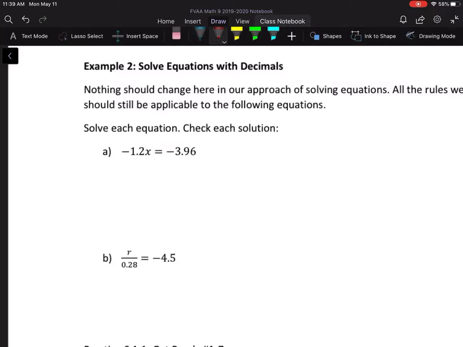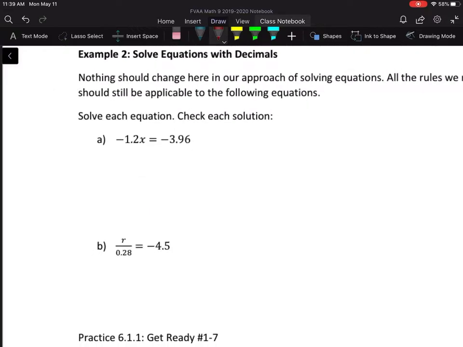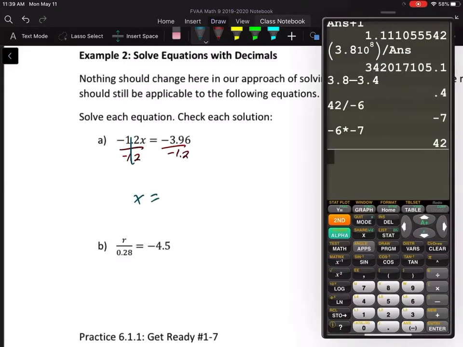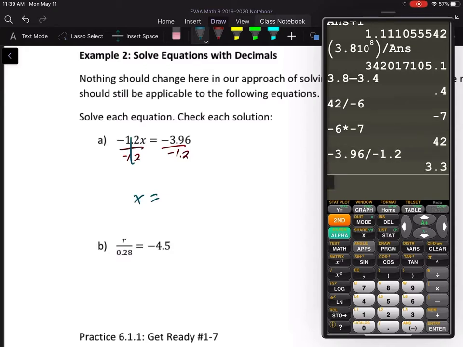So because it's negative 1.2 times x, I'm going to divide both sides by negative 1.2. Okay, negative 1.2 divided by negative 1.2 is equal to 1, so they cancel out and it leaves me with x. And then negative 3.96 divided by negative 1.2 gives me my answer on the other side. It gives me positive 3.3.